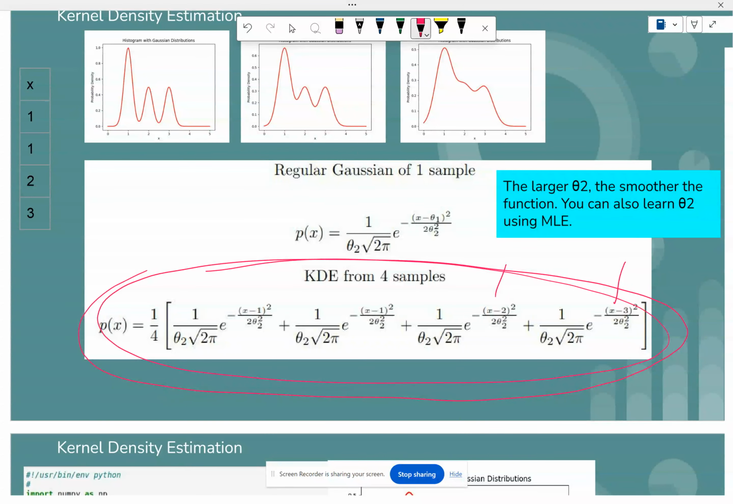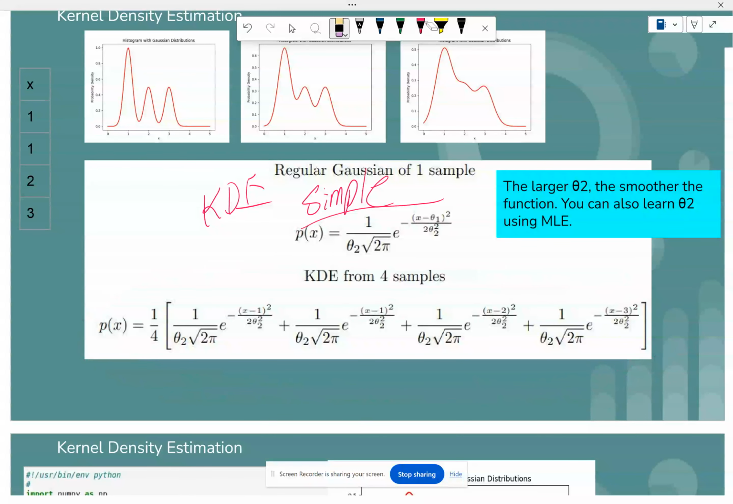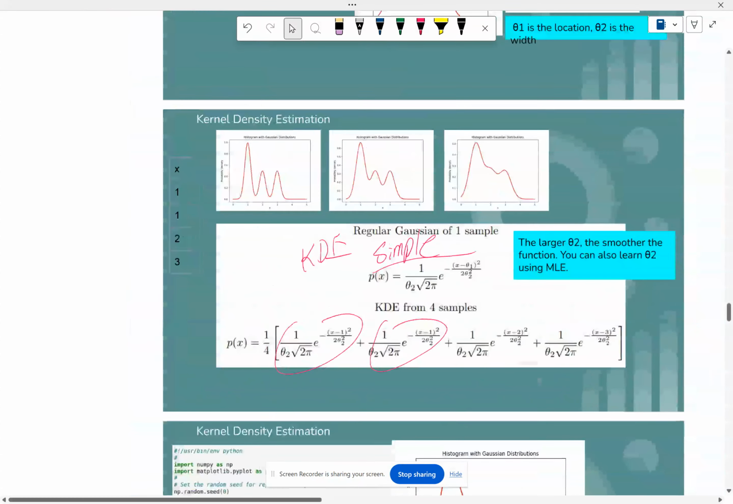You can imagine that if you have 1,000 samples, then you have 1,000 equations. So KDE is powerful, very, very powerful. It's simple. But you end up having to use like 1,000 equations. So that's the downside with KDE. The function itself gets really, really complicated.